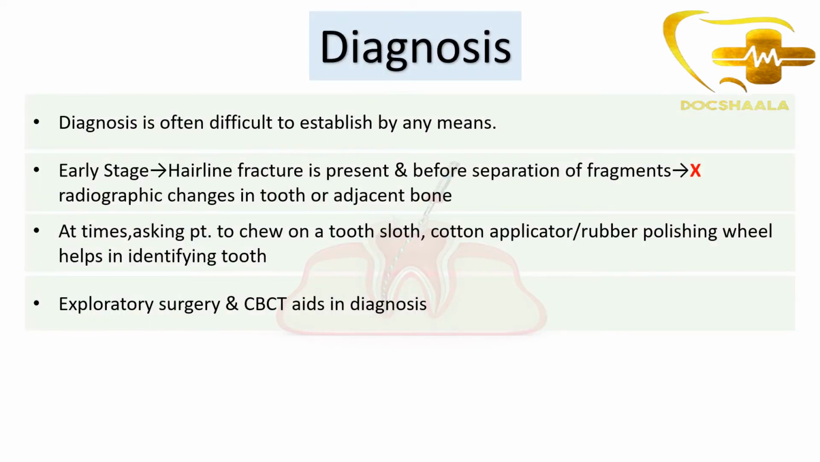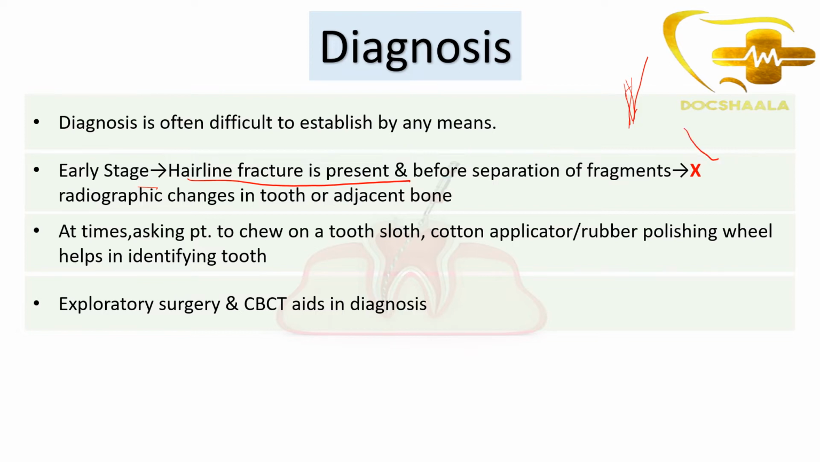Coming to the diagnosis. Diagnosis is very difficult to establish in a vertical root fracture because we cannot see it clinically, and radiographically also it is very difficult to establish. Especially the early fractures are really very hard to establish. In the early stage, it looks like a hairline fracture. If the root fragments are separated, we can easily identify that there is a vertical root fracture.